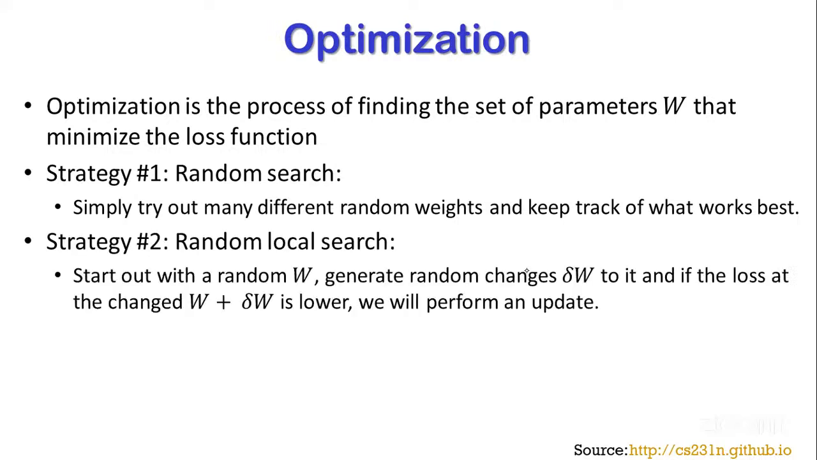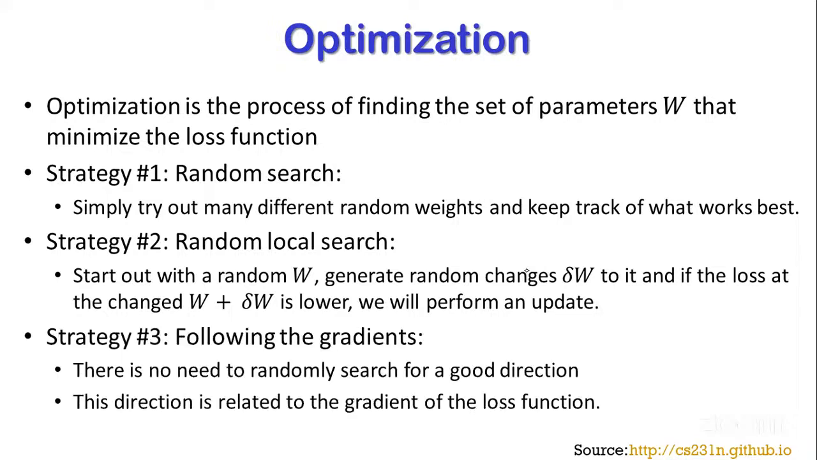Second is random local search, where you start out with some random weights and then generate small changes there, so that based on those changes you update your loss. When your loss is going to be smaller, you move forward towards updating the weights. I gave you some examples yesterday of how the weights are updated. Once your loss is up to an acceptable point, you just stop there.